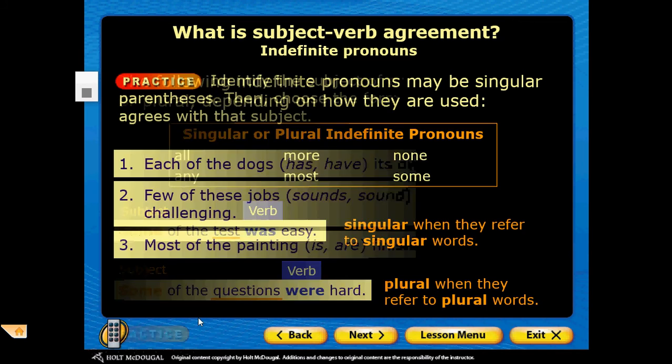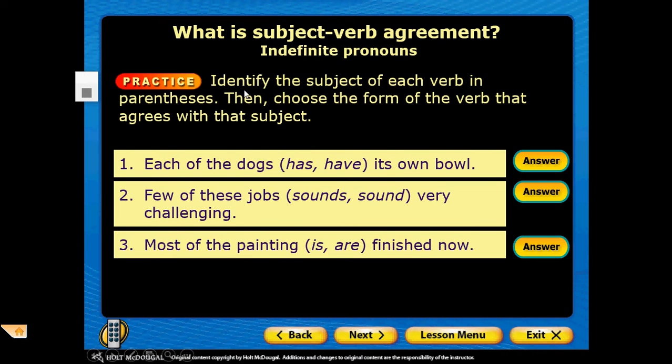So let's practice together, Anthony. What does the question say? Identify the subject of each verb in parentheses. Then choose the form of the verb that agrees with that subject. Between parentheses we have different verb forms. One of them is singular, and here is plural, and here also singular. Remember, boys, for a singular form of the verb we add s. The plural form of the verb doesn't have an s. Here also we have the singular form of the verb be, which is is, and the plural form, which is are in this case.